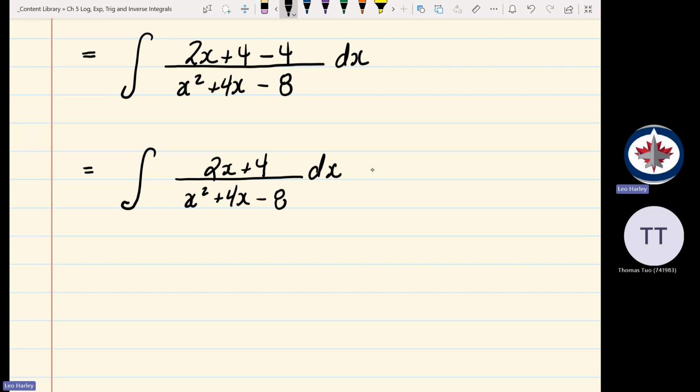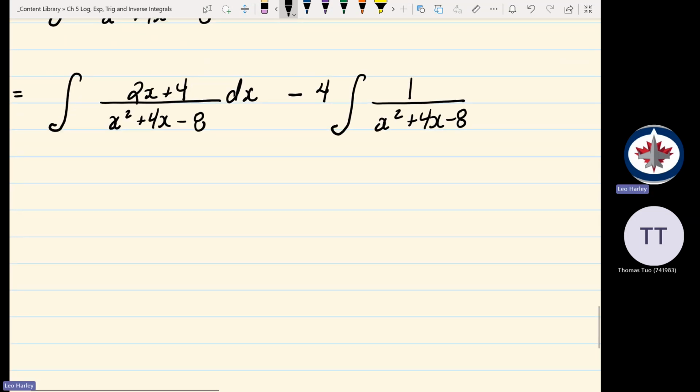Then can we write the other one as, you ready? I'm going to write it this way. Can I write it as minus 4 times the integral of 1 over x squared plus 4x minus 8 dx?